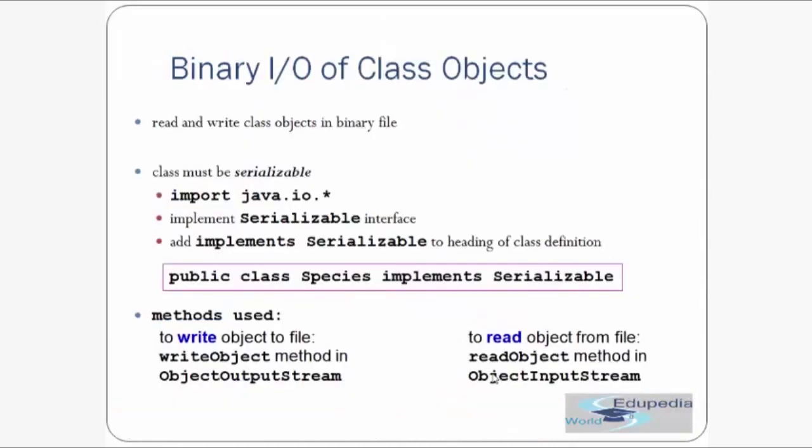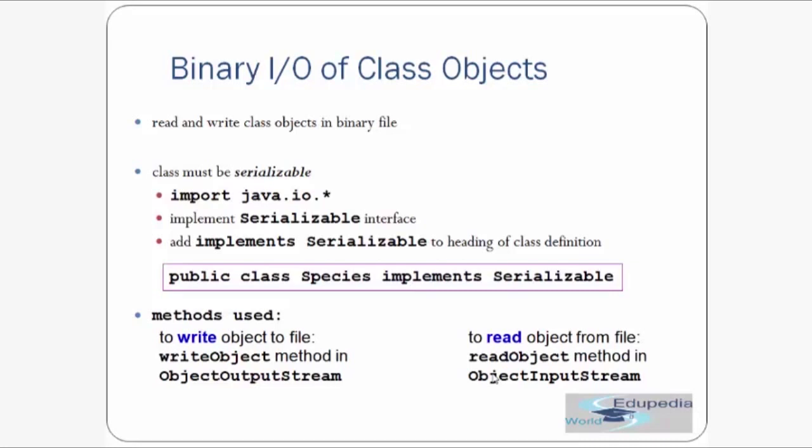Now binary IO for class objects. Read and write class objects in a binary file. The class must be serializable. Import java.io.*, implement the Serializable interface, and then add implements Serializable to the heading of the class definition. This can be done like public class Species implements Serializable.